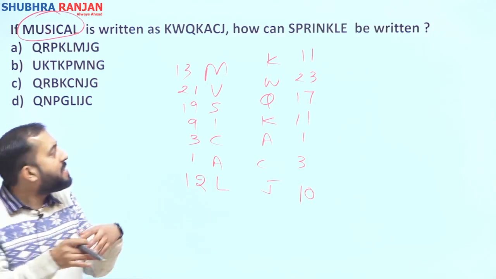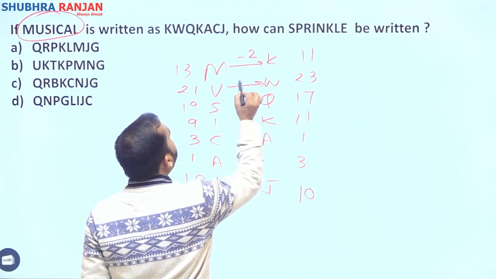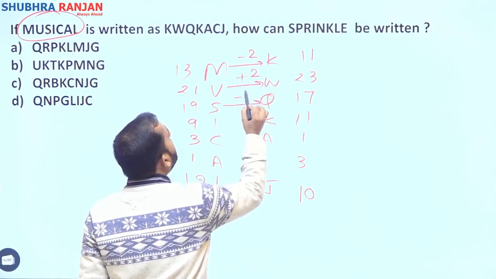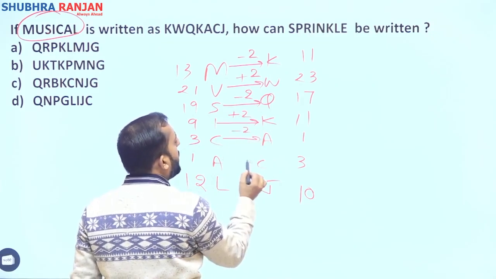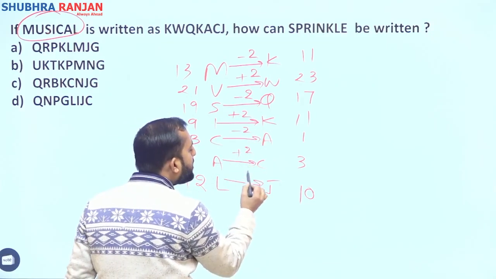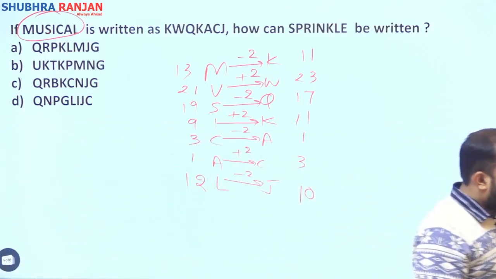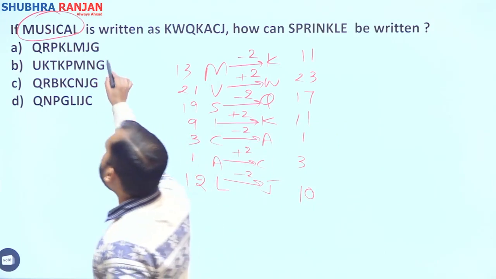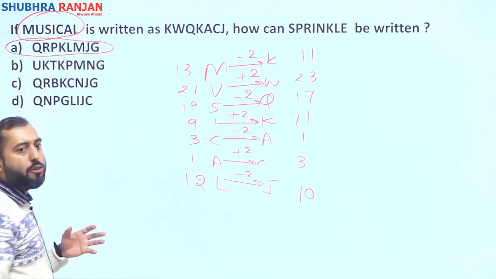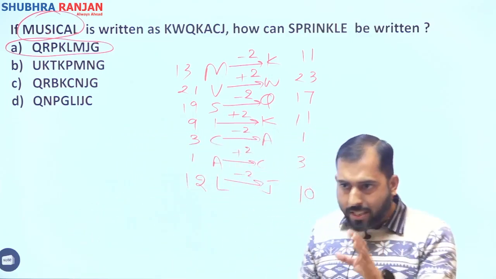Now, I will relate numbers. Rather than relating alphabets, I will relate numbers. So, 13 and 11, minus 2. 21 and 23, plus 2. 19 and 17, minus 2. 9 and 11, plus 2. So, minus 2, plus 2, minus 2, plus 2 is going on. So, this is your pattern. If you apply this same pattern, then your answer should be option A. Is everyone getting option A, or should I solve it for you? Everyone getting option A? Okay, great. I hope this is clear.